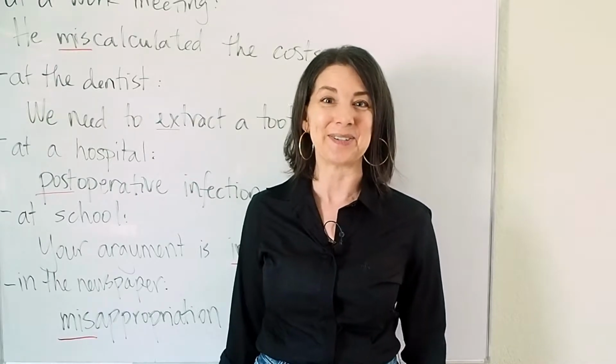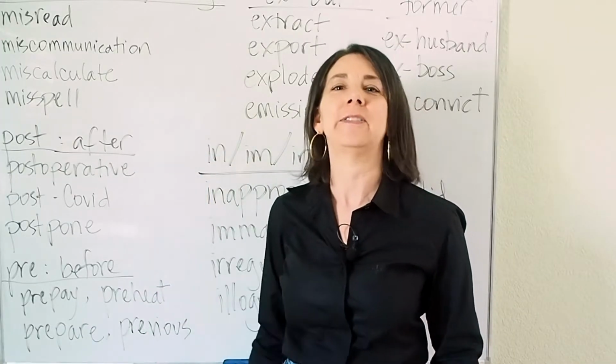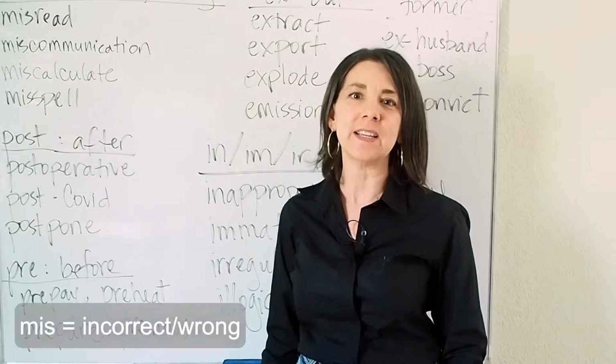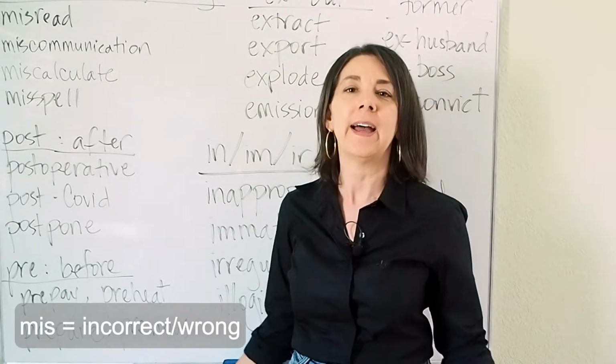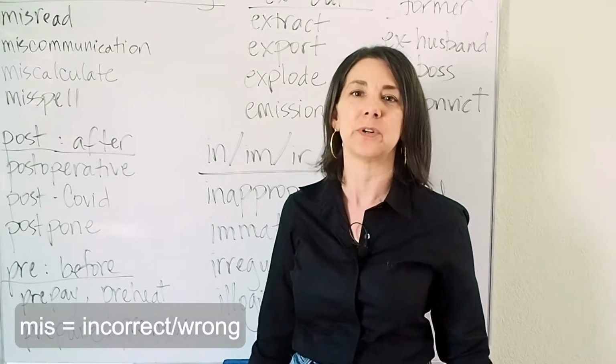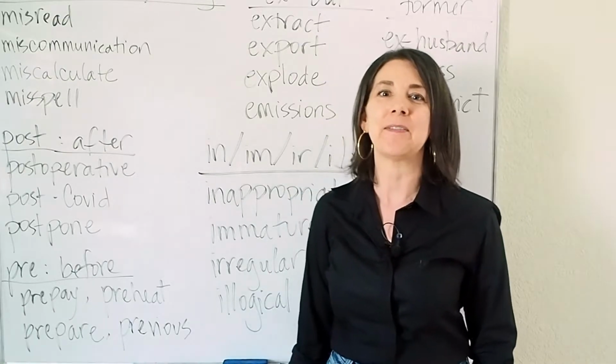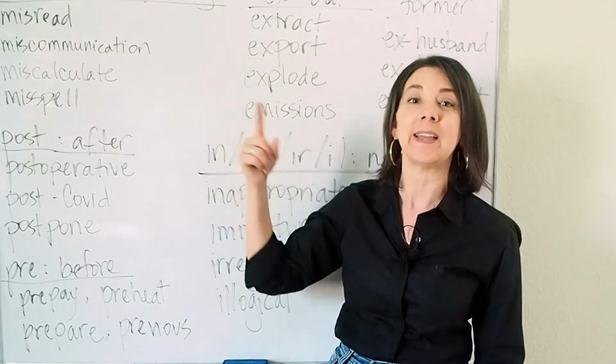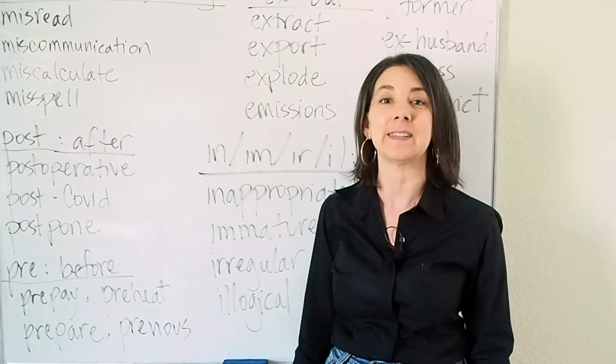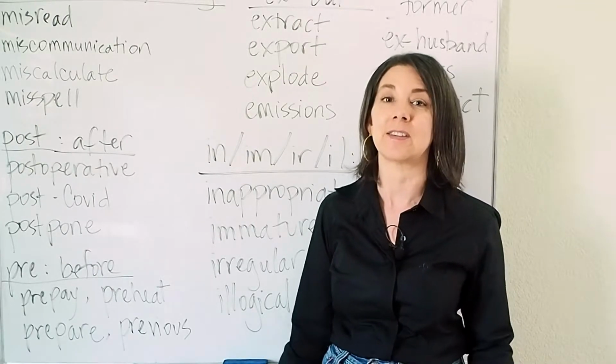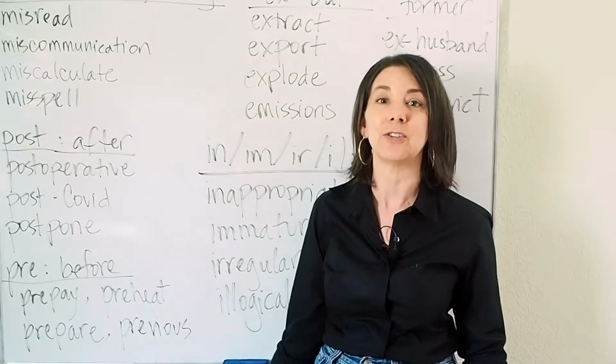So let's get started. The first prefix we have is the prefix mis, which means incorrect or wrong. And an easy way to remember this one is the word mistake. We also have example words like miscalculate, which is the word that I showed you in the previous example. To miscalculate is to calculate the numbers incorrectly.